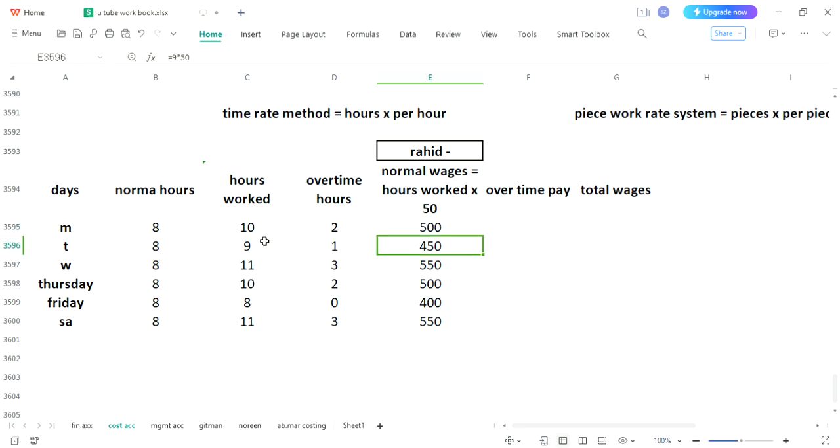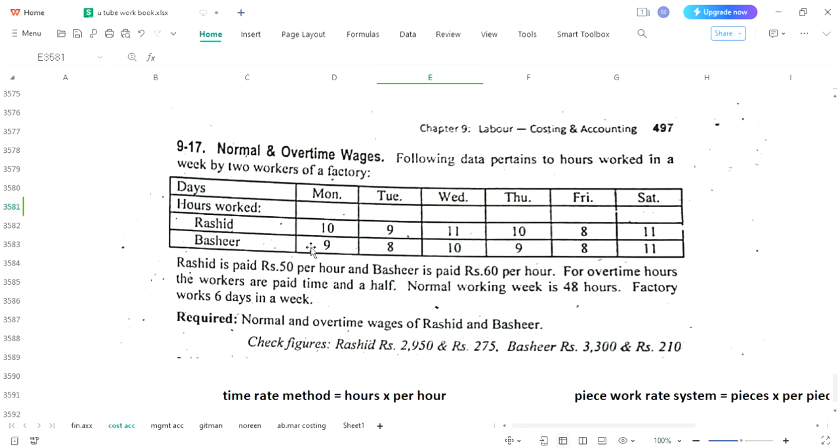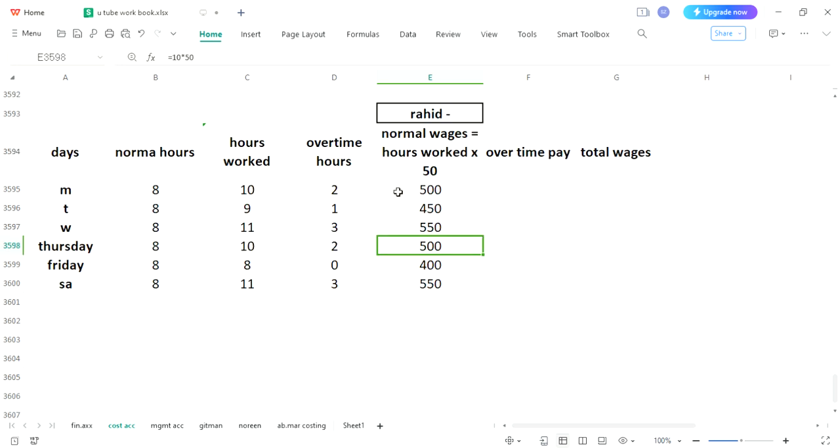Now go to the question and see how overtime is paid. For overtime hours, workers are paid time and a half. That means one part plus half part, 1.5 times would be paid. So please note it down. Overtime was already included in hours worked and we had paid 10 hours, which include overtime. It means one part has already been paid and we are required to pay the 0.5 part as well.